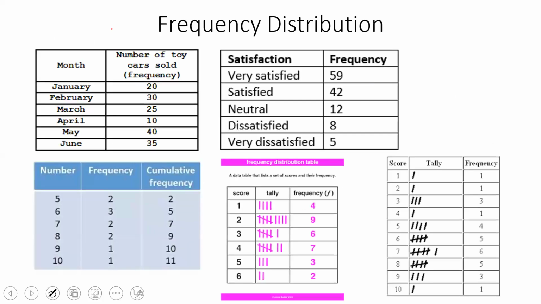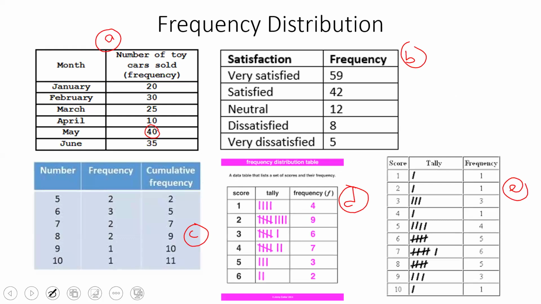These are examples of about 5 different tables. Let me call this one table A, this one table B, and this one C, D, and E. Looking at table A, it says number of toy cars sold and the frequency. Just by looking at that table, we can say that in the month of May, they had the highest number of toy cars sold. If we add everything here, I'm sure it's more than 100 or close to 150. If you had been looking at the raw data, it would have been difficult, but from the table you can easily pick it.